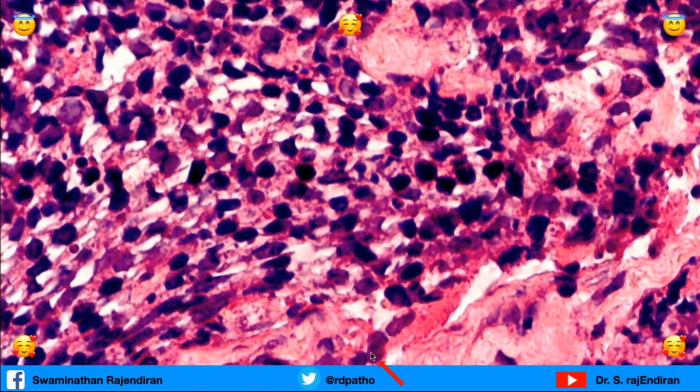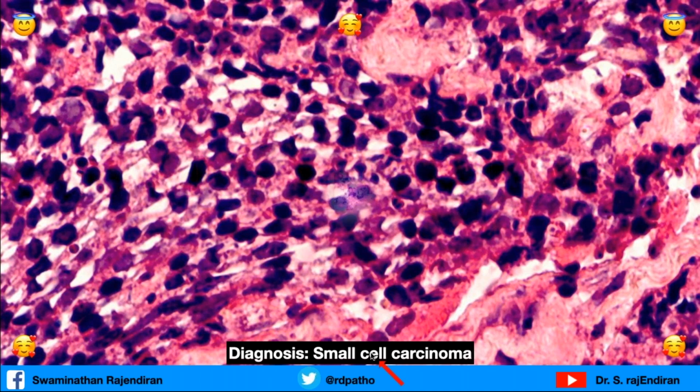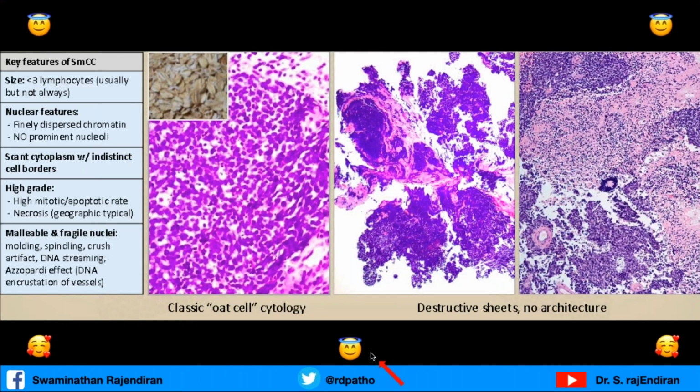Pattern 5, nuclear molding and increased number of apoptosis. Mitosis you cannot appreciate because of the dark hyperchromatic nuclei. Small cell carcinoma, also known as wart cell carcinoma, because they may resemble warts. Less than 3 times the size of lymphocytes, finely dispersed chromatin, scant cytoplasm. High grade nuclear atypia, and mitotic and apoptotic rates are very increased. Very fragile nuclei. See the crush artifact. Destructive sheets, no architecture.